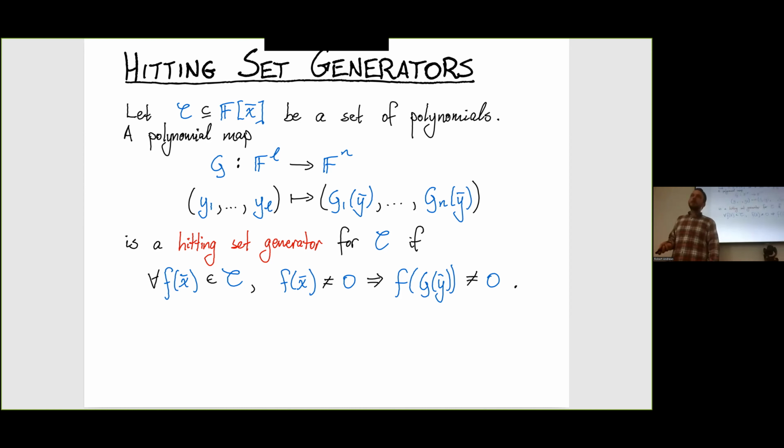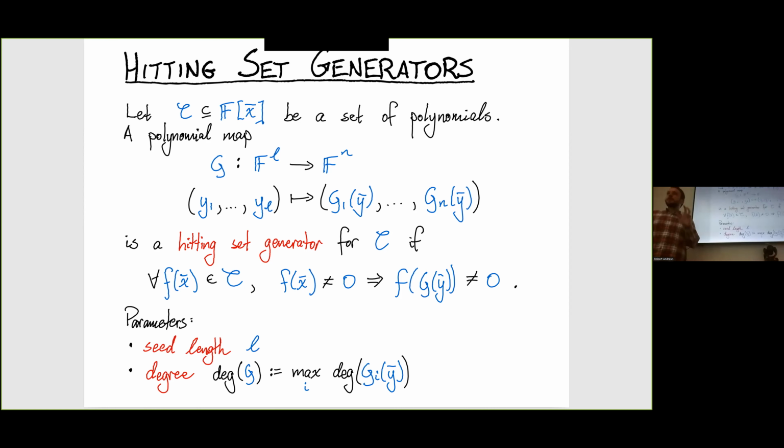And there are two parameters that are interesting about these things. The first is the seed length, which is just the number of input variables to the generator. And the second is the degree of the generator, which is just the maximum degree of its outputs. Our goal is to design generators that have small seed length and degree that's not too bad. And also you should be able to evaluate the generator quickly. So this is the kind of object that we're going to look at to design algorithms for PIT.